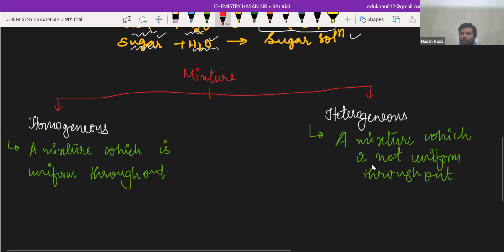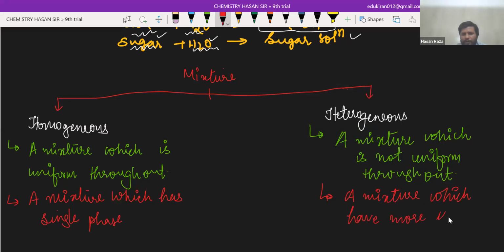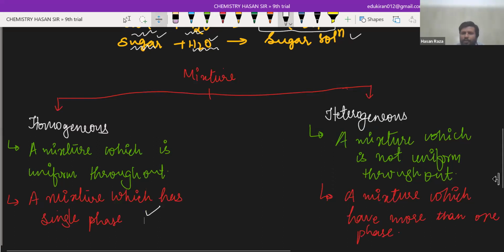Now I'm going to write a point about this. A mixture which has a single phase. What does single phase mean? I will just explain. And here I can write a mixture which has more than one phase. So basically, what do single phase and more than one phase mean to you?